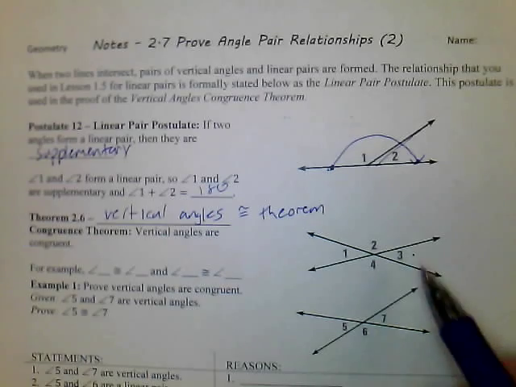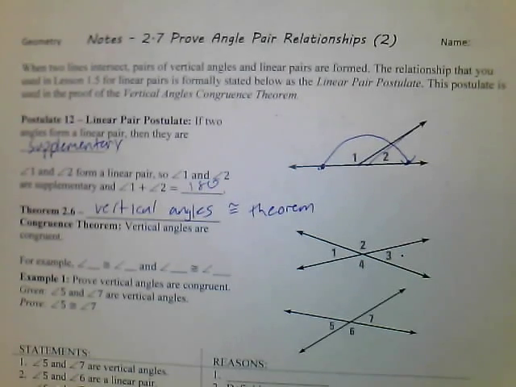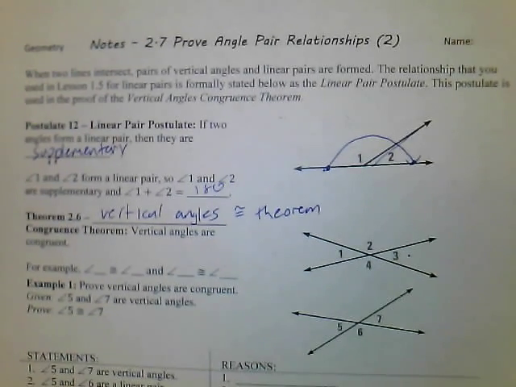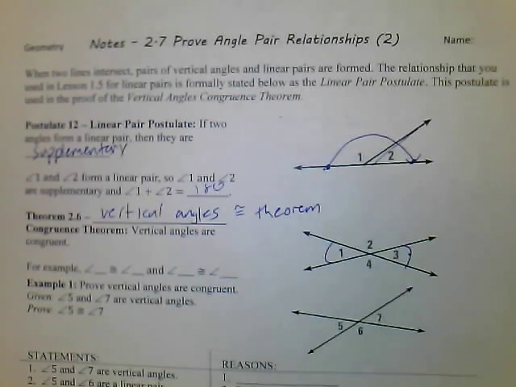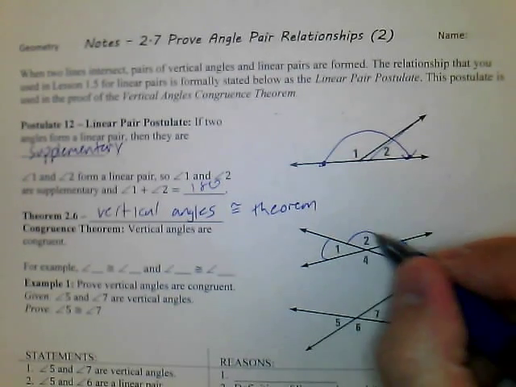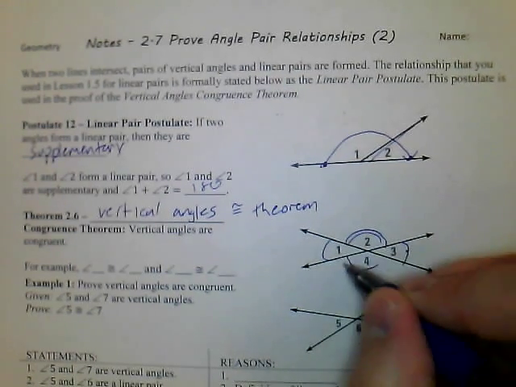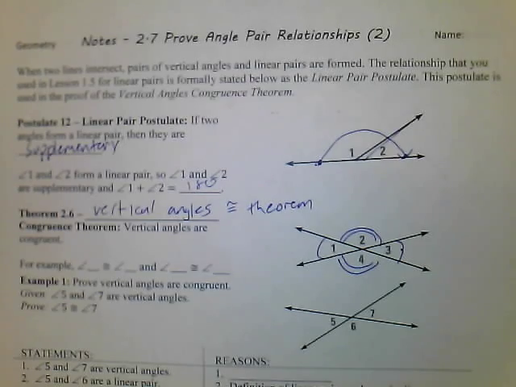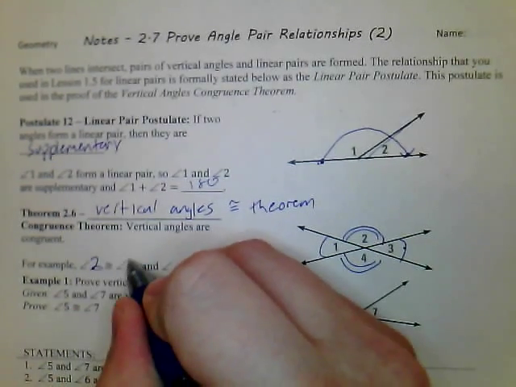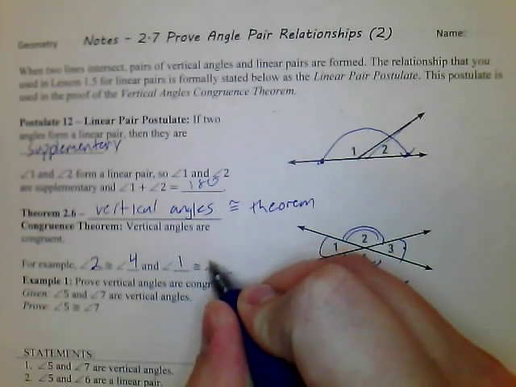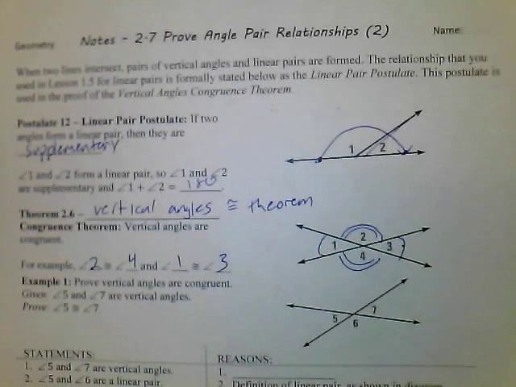Vertical angles are the angles that are across from each other in the intersection of lines. So angle 1 we could mark congruent to angle 3. Now there are two pairs of vertical angles in any set of intersecting lines. So there's also this pair, 2 and 4. That's also a pair of vertical angles, and they are also congruent. So we can say that angle 2 is congruent to angle 4, and that angle 1 is congruent to angle 3. Now let's prove that. Let's prove that that is true.